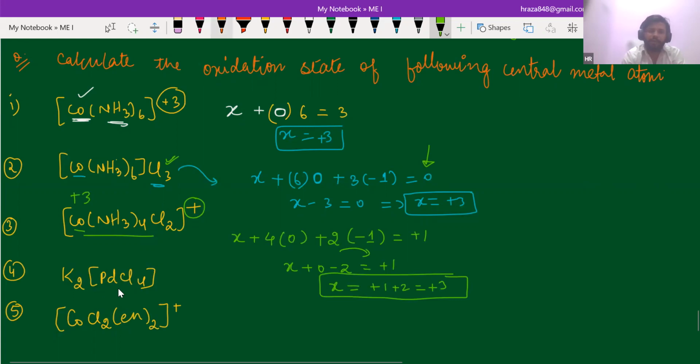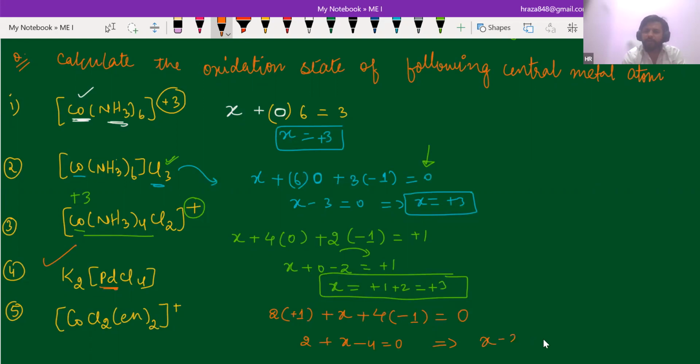Now when you solve this part, 2 potassium is there and 1 potassium has +1 oxidation state, plus Pd, I'm going to take X, and then 4 chlorine is there and 1 chlorine has -1 oxidation state, will be equal to 0. Again 2 plus X minus 4 equals to 0. So X minus 2 equals to 0. So X will be equal to +2. So here palladium has +2 charge.